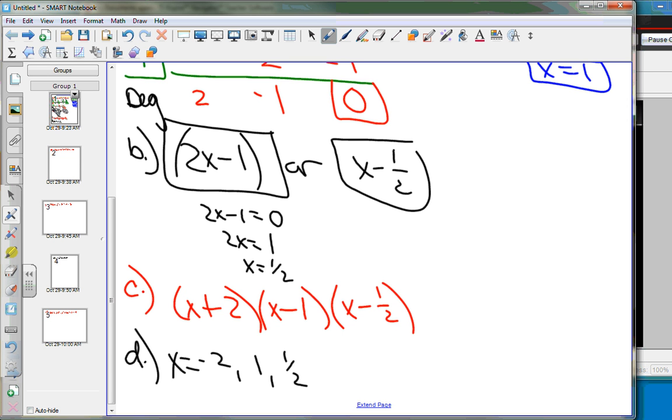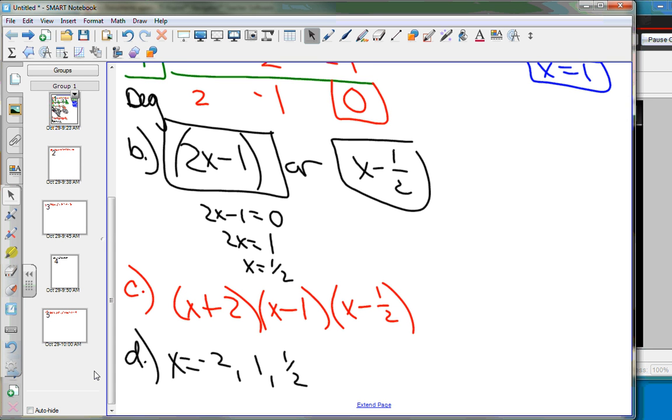If you would have left it as 2x minus 1, then you'd have to solve it at that point, which you would have got the same thing. Did we get that? Okay, did we get that?